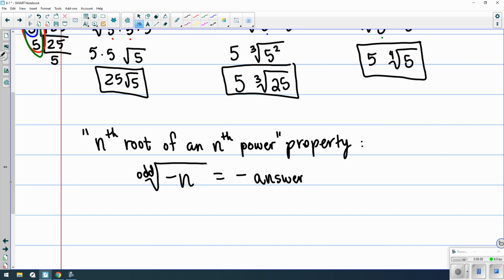You're probably thinking, huh, that's new. Because last semester I drilled into your brains that if you're taking the square root of a negative number, this is like no solution, or this doesn't exist. In calculus we say DNE, does not exist. You cannot take the even root of a negative number.